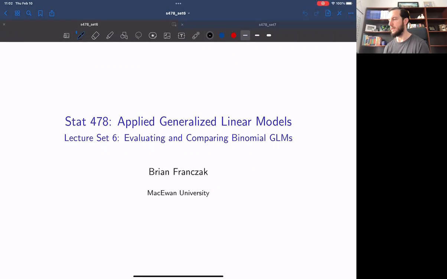What we're going to do today is introduce a number of other model evaluation criteria, and we will use them to test hypotheses about the fit of the model. And we will also use them to compare the different types of binomial GLMs to one another. So there are a number of different applications of these criteria. And I think that one of the most important applications is model comparison.